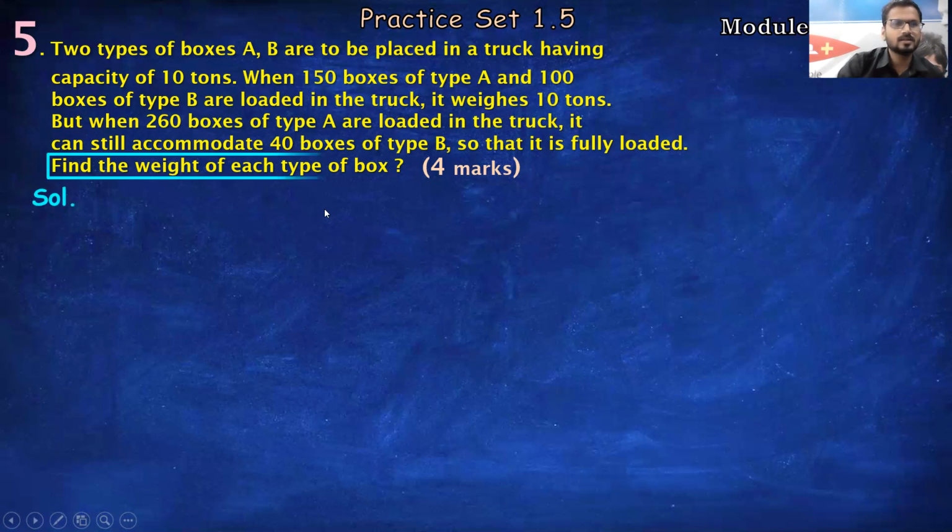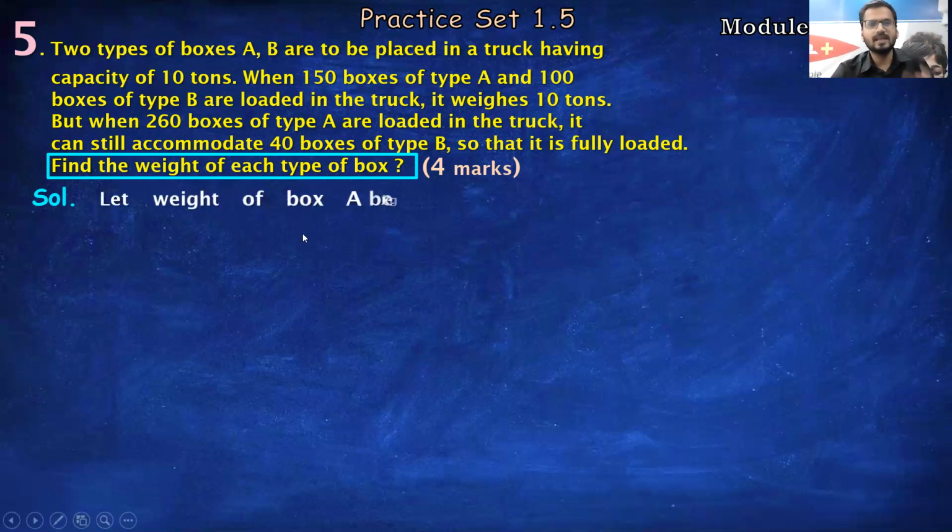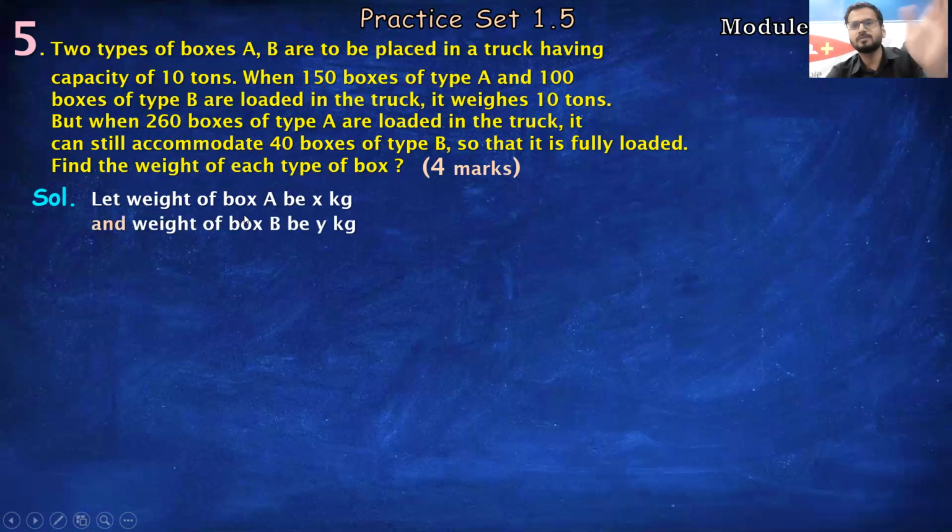So let's start. Find the weight of each type of box. Whatever you have to find, you have to assume. Now they are talking about two boxes, right? Which are those two boxes? Box A and box B, right? So we will say, let the weight of box A be x kg, and let the weight of box B be y kg.